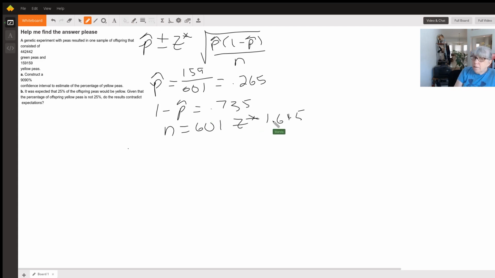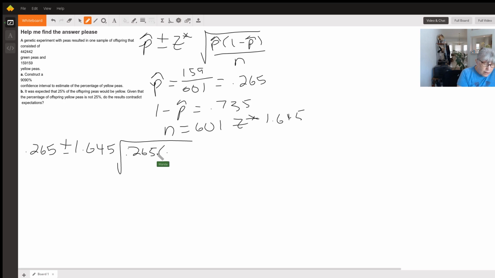So if we put those numbers into the formula, we're going to get 0.265 plus or minus 1.645 multiplied by the square root of 0.265 times 0.735 over 601.